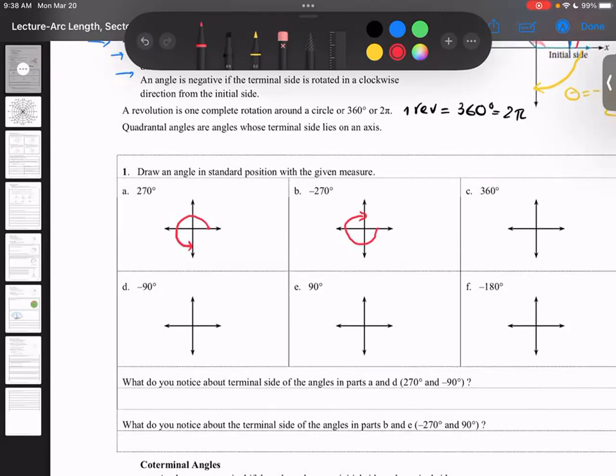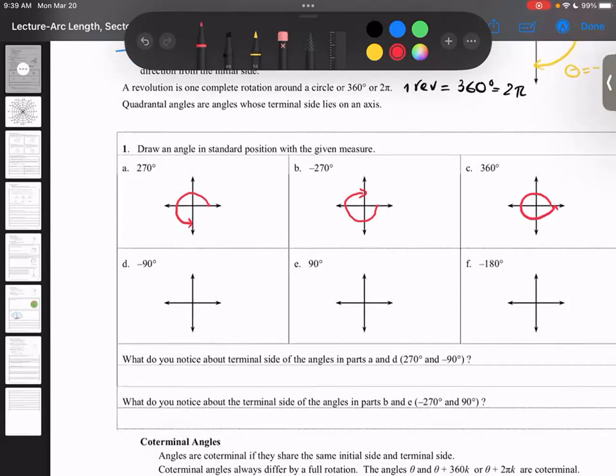360 degrees, that's one revolution. You try D, E, F. That's easy enough. Negative 90 degrees, you always start at the x-axis, like that. 90 degrees, counterclockwise, like that. And negative 180. So you get the idea of negative angle and positive angle now.